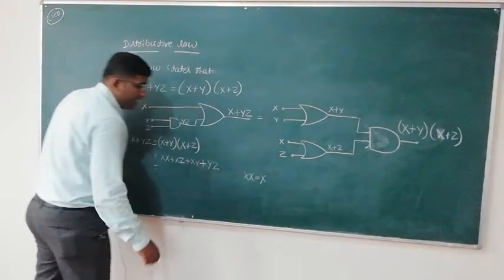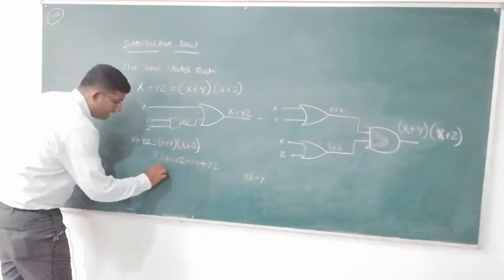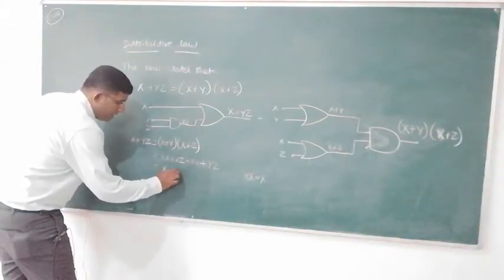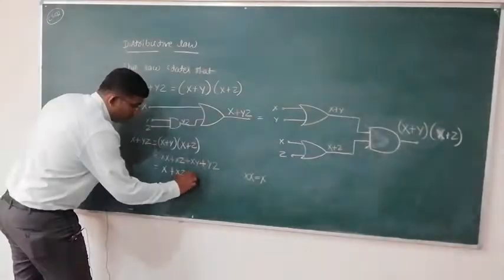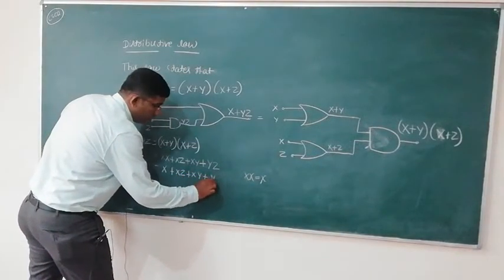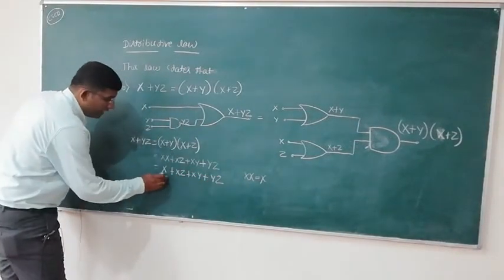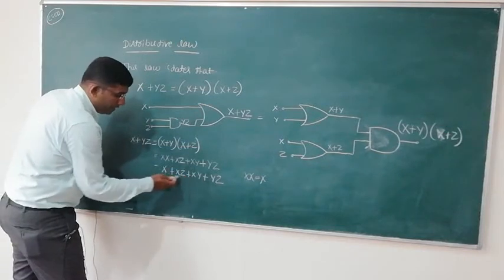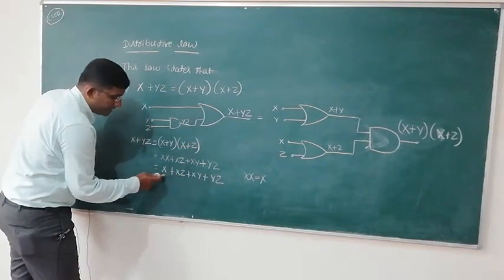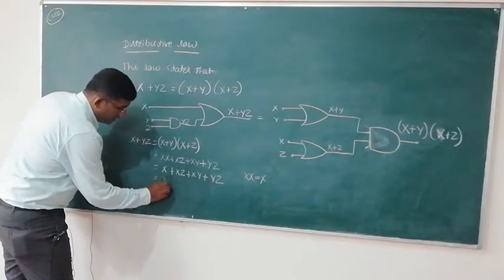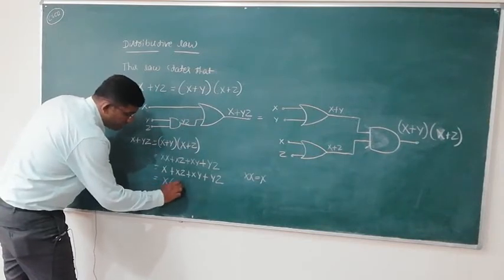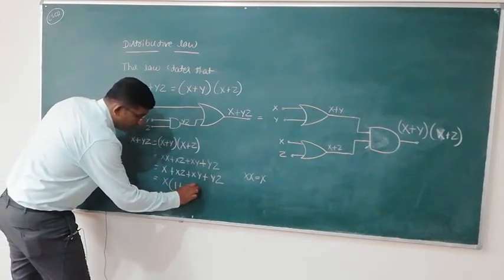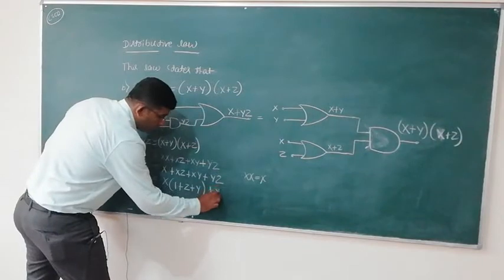By the law of x into x is equal to x, we can replace it with x, then xz plus xy and yz. Here, we can take x common in these three terms, and the expression will be written as x times 1 plus z plus y plus yz.